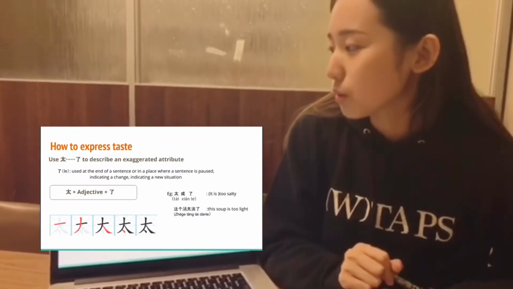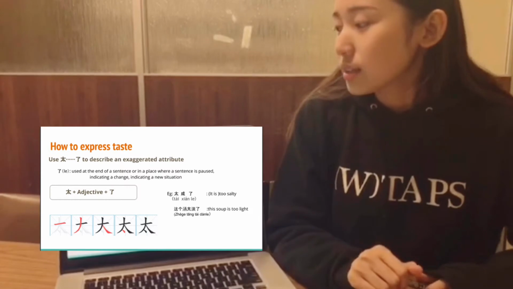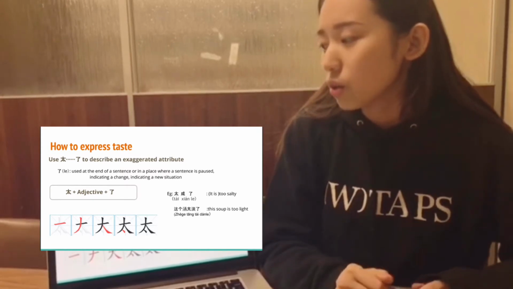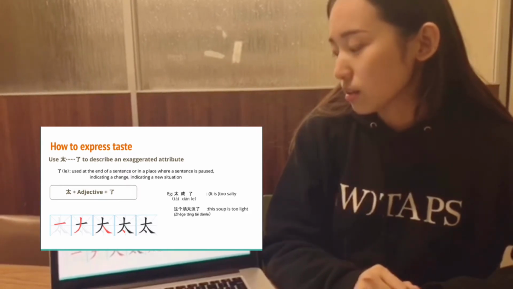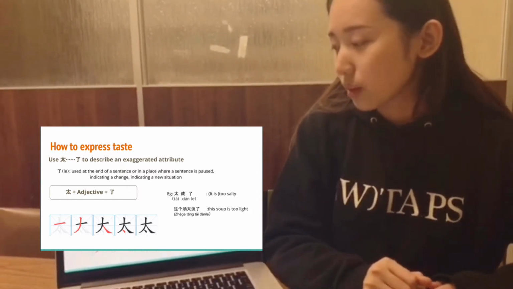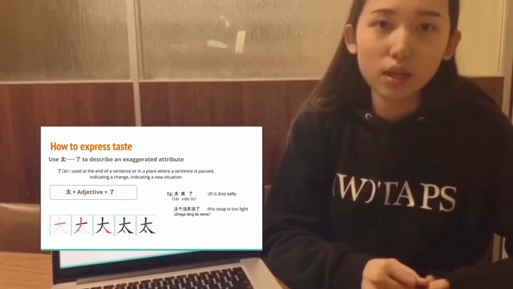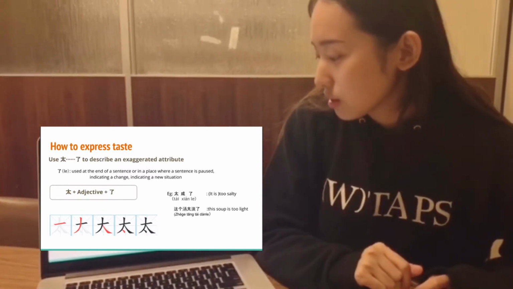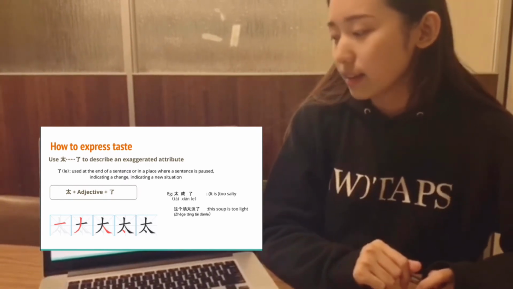And the second grammar is 太 plus adjective plus le. 太 in Chinese means too, and we use le at the end of the sentence or in the place where a sentence is paused, indicating a change, indicating a new situation. For example, it is too salty. In Chinese, we can say 太咸了. And next, this soup is too light. In Chinese, we can say 这个汤太淡了.